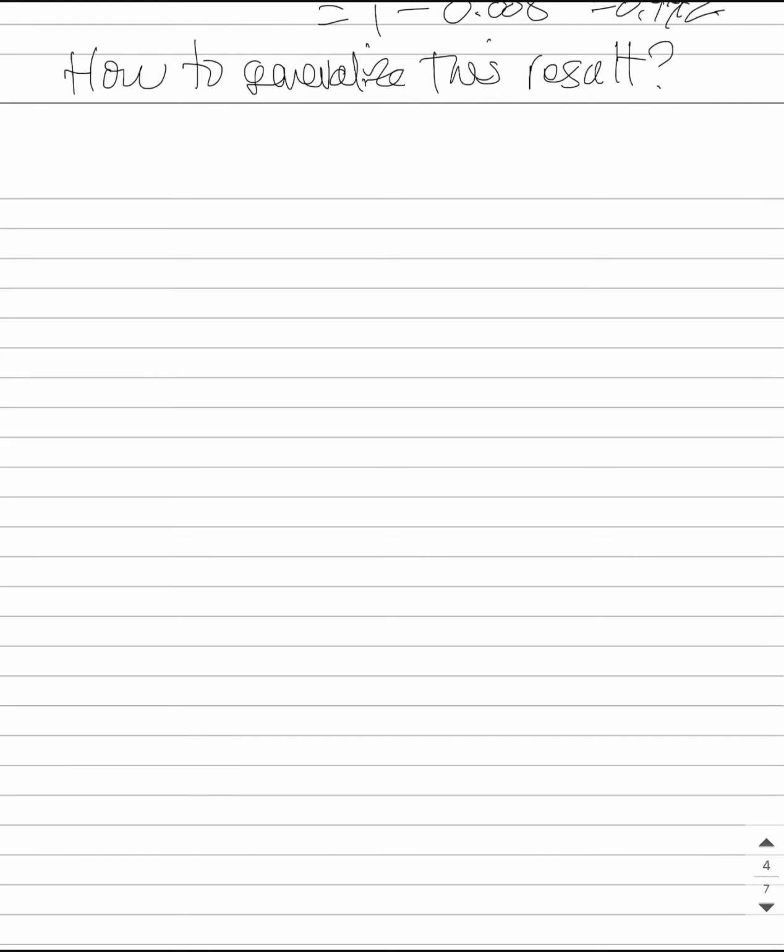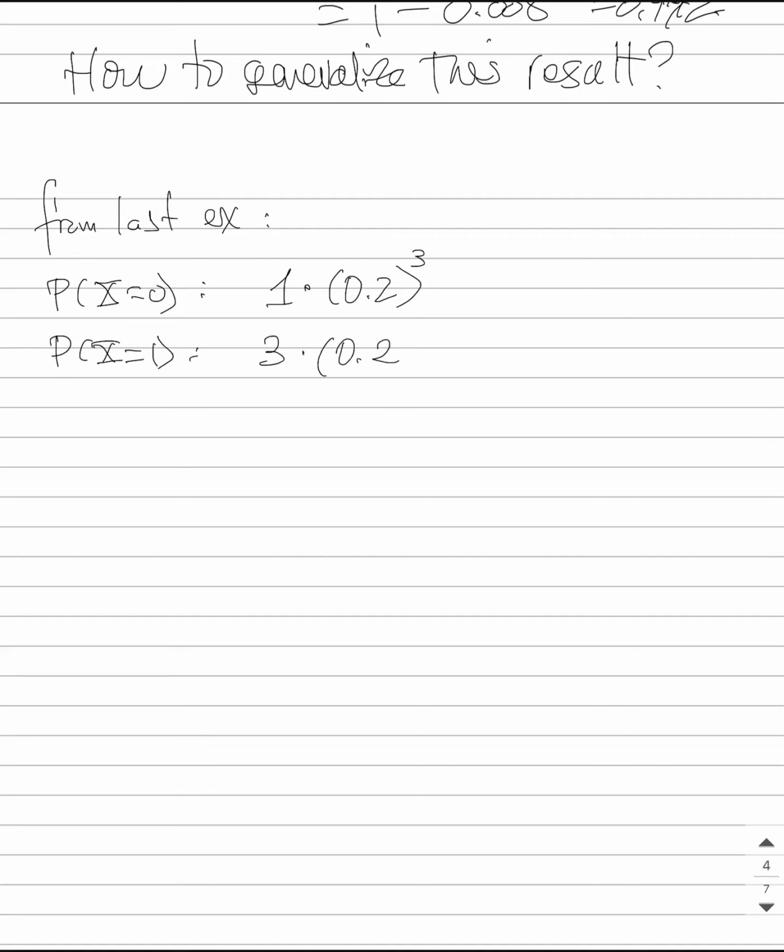So we had talked about a specific example of a binomial distribution, and it's good for us to get some intuition about the situation, but what we want to do is to be able to generalize this. Now, from the last example, we had the following outcomes. So if the probability when x was 0, we found that there was one way of getting 0 successes. So we had 0.2 to the power of 3. The probability of x being 1 was 3 ways at 0.2 to the power of 2, 0.8 to the power of 1.